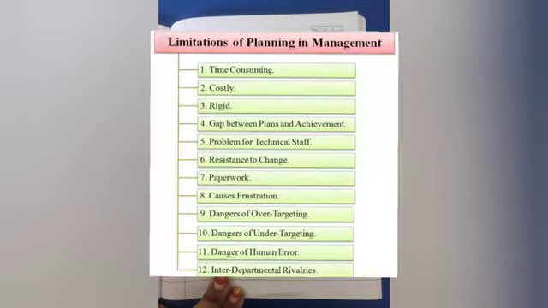Let's move on to the next question, 4 limitations of planning. In this you may take any 4 limitations. One, it is very time consuming, costly, it is rigid and has paperwork, it causes frustration, uncertainty, human error. So you may take any of these.